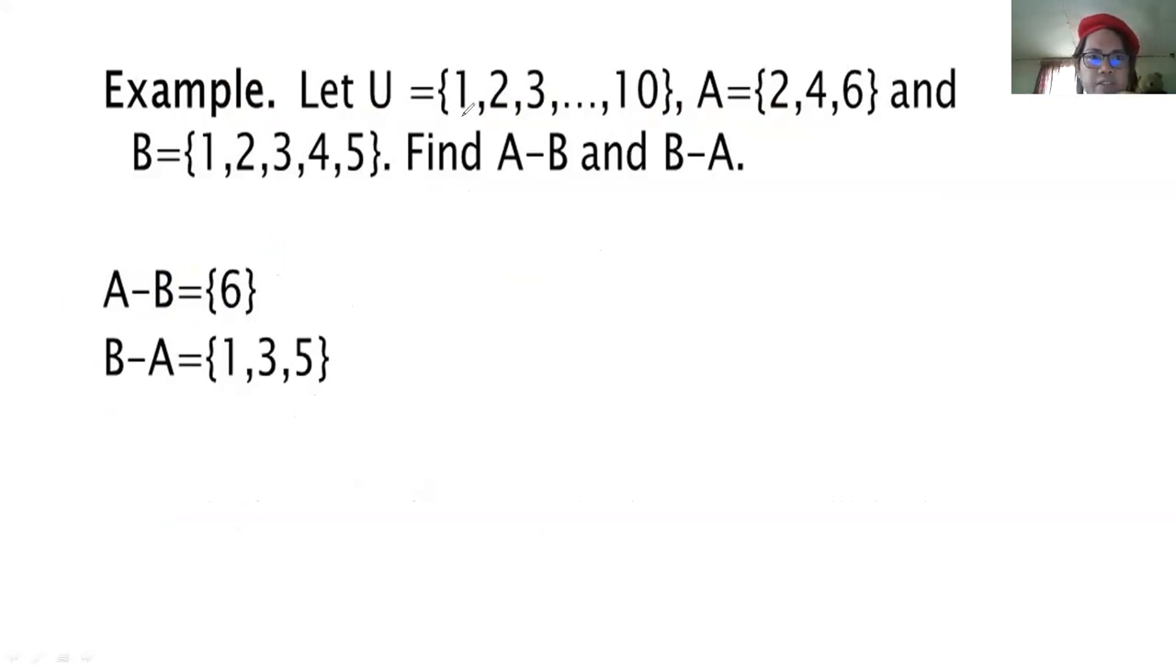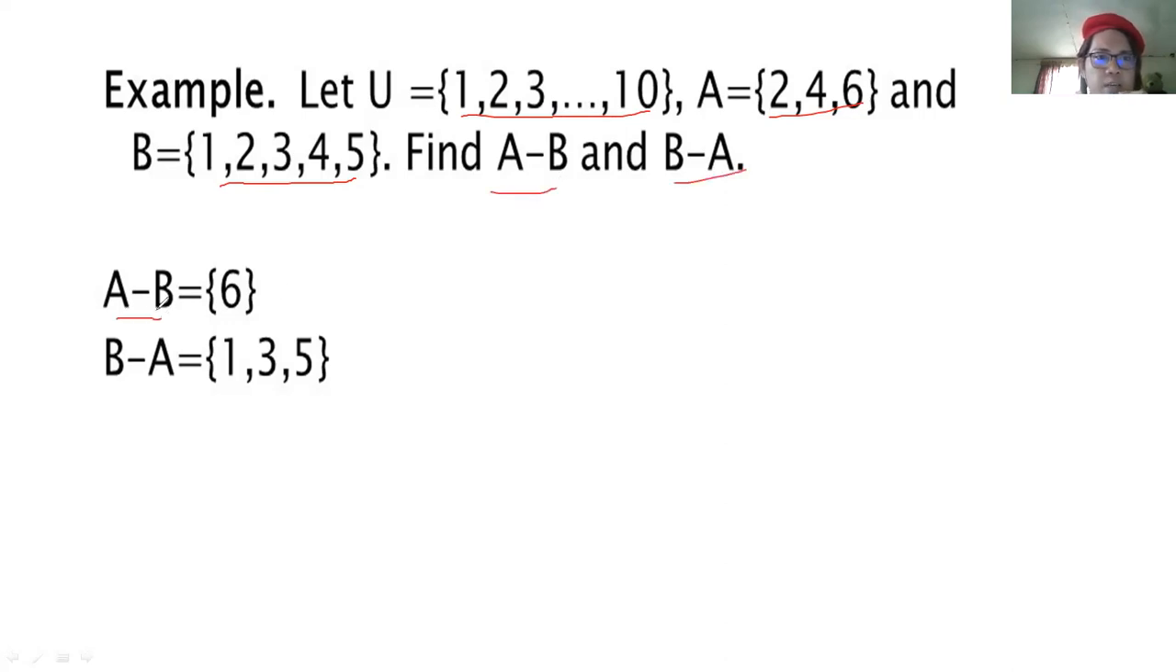So example, the universal set is 1, 2, 3 to 10. Set A consists of 2, 4, 6, and set B consists of 1, 2, 3, 4, and 5. Again, you cannot have the difference of two sets when you don't define your universal set. Make sure that you have your universal set before you do the operations on sets. Now, that is just a reminder. Find A minus B and B minus A.